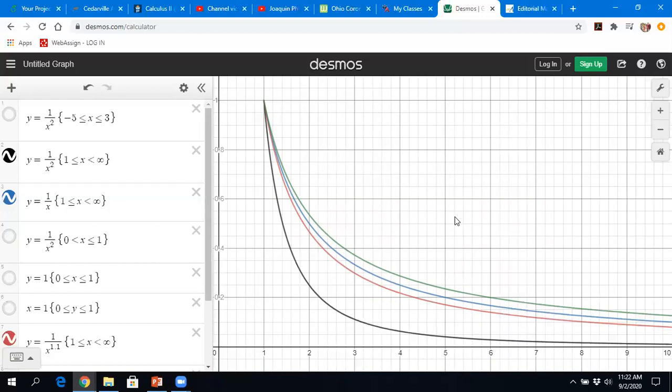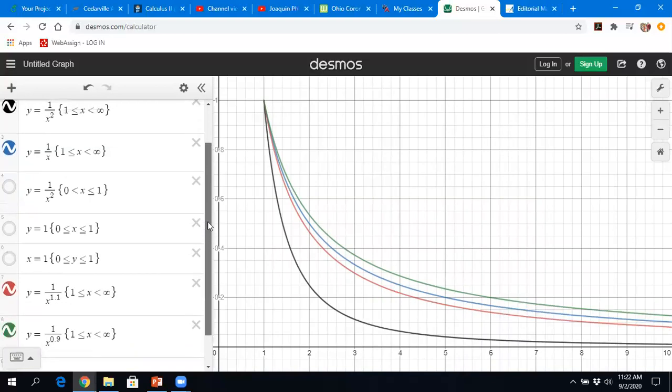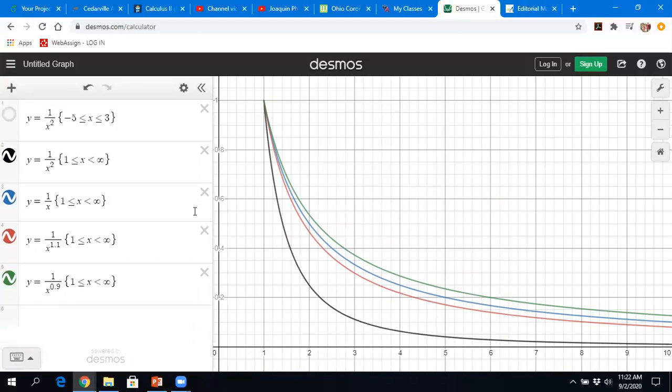Okay. So here's these pictures of these graphs. What are these graphs? Well, look over here on the left. We have y equal to 1 over x squared. I'm gonna gut these things and get them out of here. So I have y equal to 1 over x squared, going from 1 to infinity. I have y equal to 1 over x, going from 1 to infinity. I have y equal to 1 over x to the 1.1, and I have y equal to 1 over x to the 0.9.